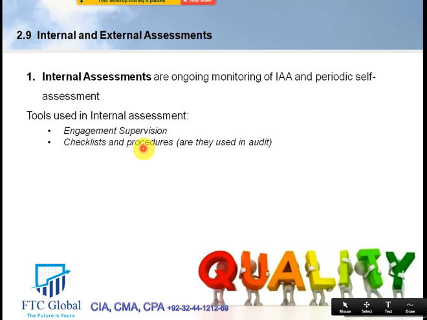Then one good way to assess the quality of internal audit department is to have feedback from the audit customers, means other stakeholders. You can ask the audit client to what extent quality work has been provided. This is also a good way to assess the quality of the work performed.